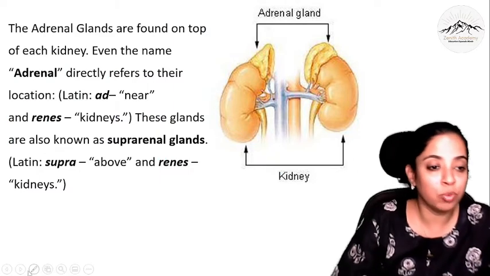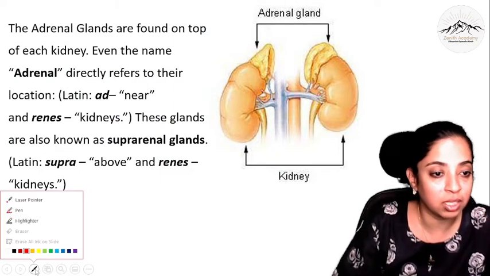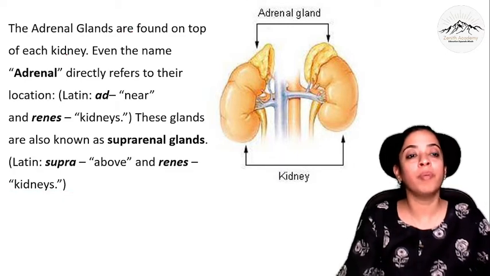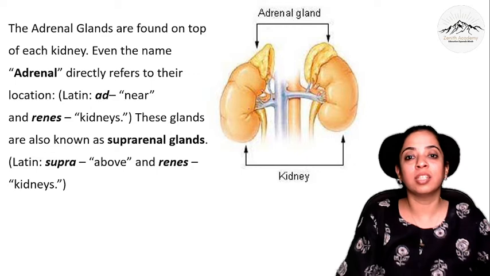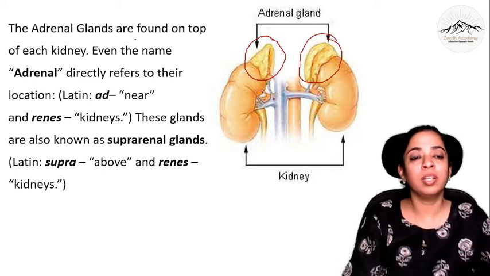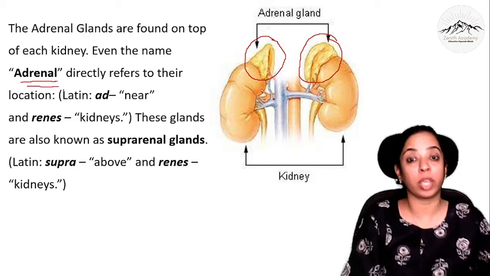So let me tell you first of all, adrenal glands are found on the top of each kidney. Can you see here? These are the two kidneys and these are the two adrenal glands found on the top. So adrenal glands are found on the top of each kidney. Even the name adrenal directly refers to their location.